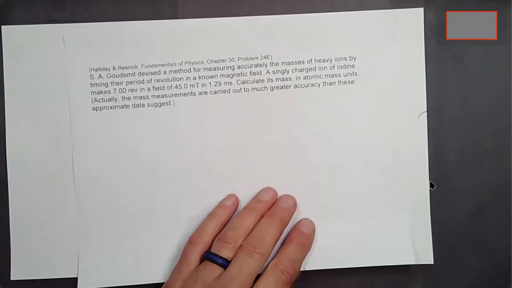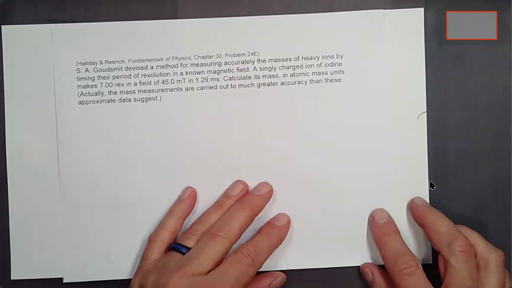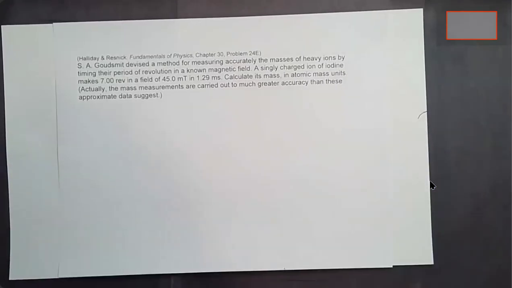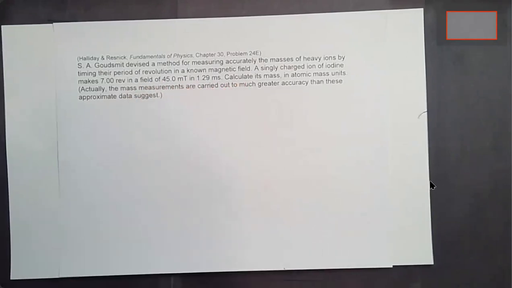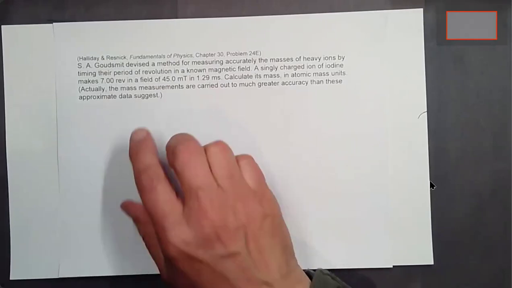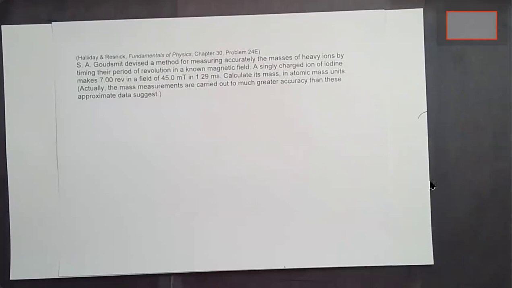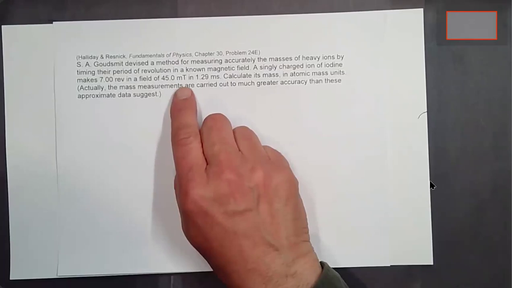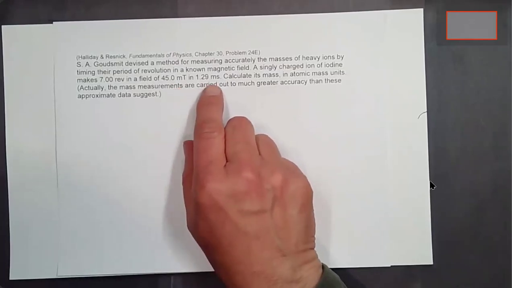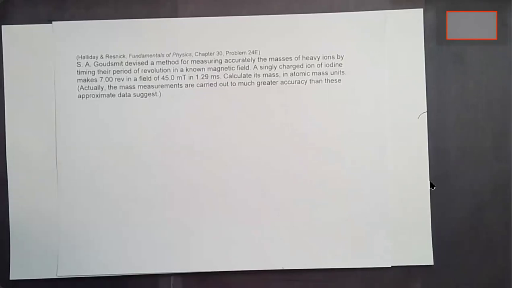Well, I think we can get through 5 of these 6 problems today anyway. This may be the last one. S.A. Goudsmit devised a method for measuring accurately the masses of heavy ions by timing their period of revolution in a known magnetic field. A singly charged ion of iodine makes 7.00 revolutions in a field of 45.0 millitesla in 1.29 milliseconds. Calculate its mass in atomic mass units.